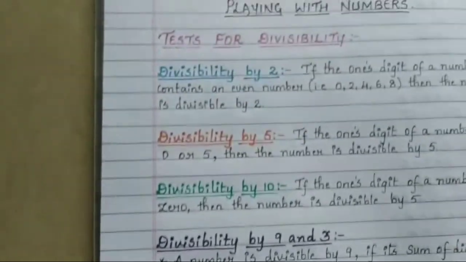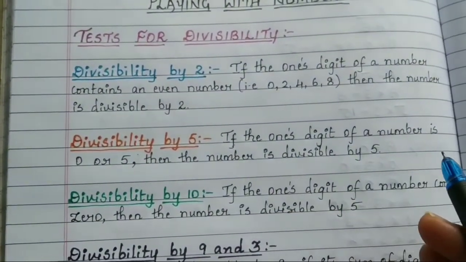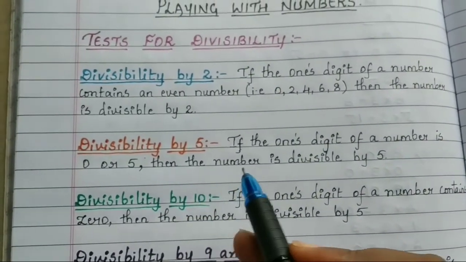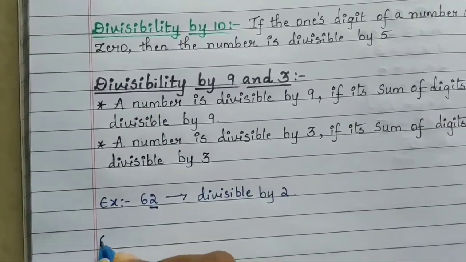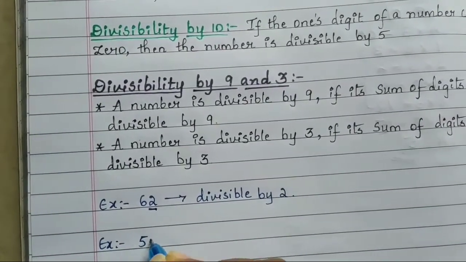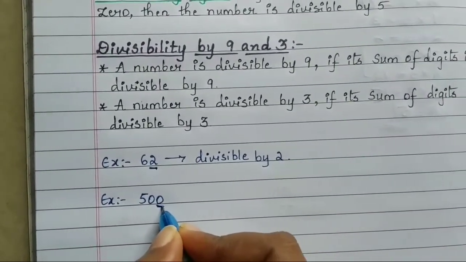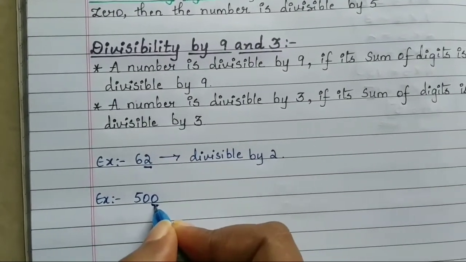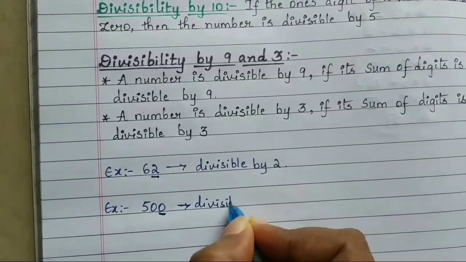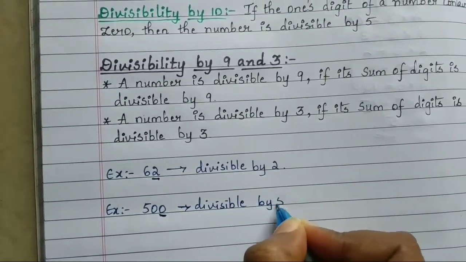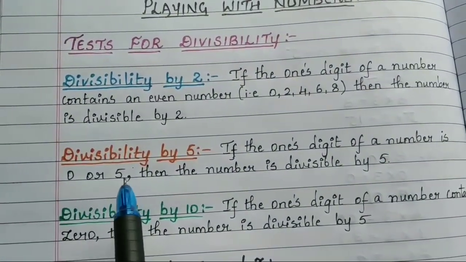Okay, we will go to the next one, divisibility by 5. If the ones digit of a number is 0 or 5, then the number is divisible by 5. Okay, so we will take an example of digit 500. Okay, so you can see the ones digit contains 0. It means this number is divisible by 5. Okay, as you can see here, they have written the ones digit of a number is either 0 or 5.